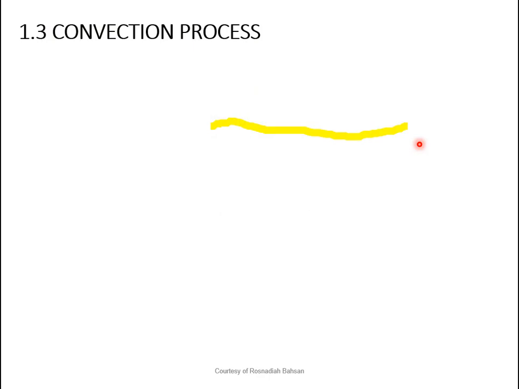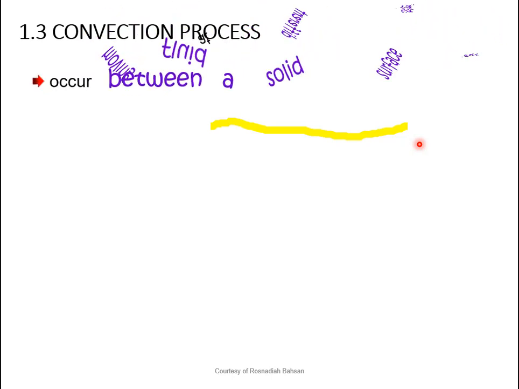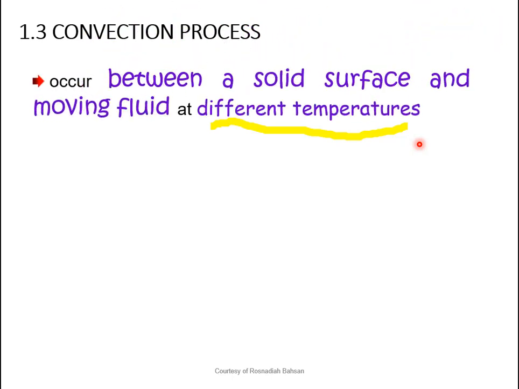Okay, let's recall, convection is a process in which there is a moving fluid. It can be air, gases, steam, or water. As long as it is moving, it is a convection process. It occurs between a solid surface and a moving fluid at different temperatures.